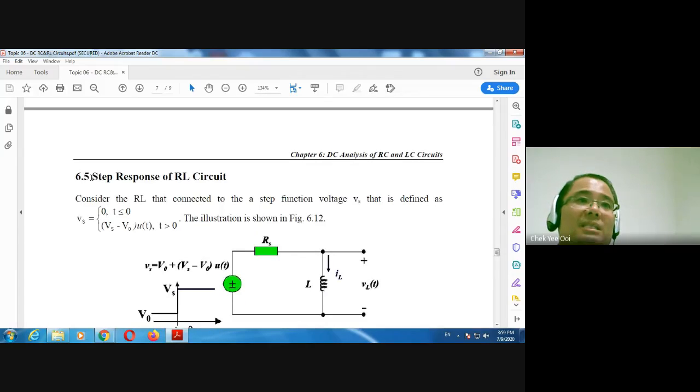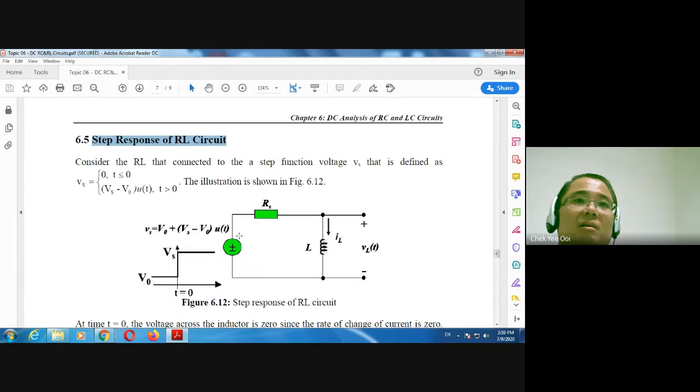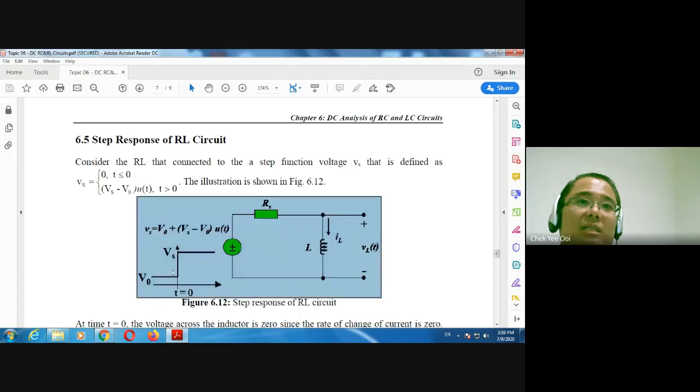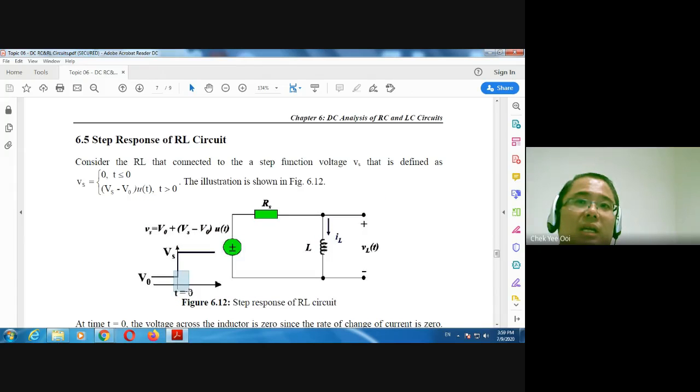Next, the step response of the RL circuit. For the step response, we put the initial condition here. Then we put a step input, 1 times this magnitude, then the initial condition. Then for the inductor L, we have the current iL and the voltage vL.